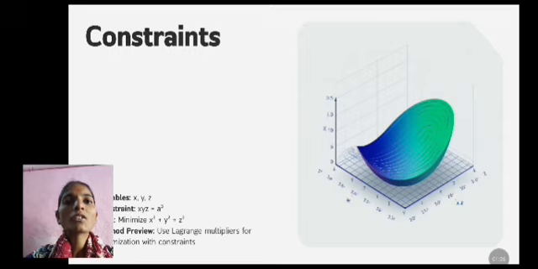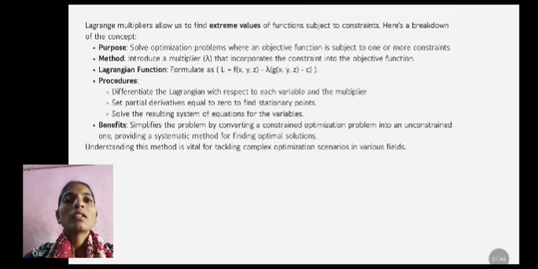Now move on to the constraints. The variables are x, y, z and the constraint is xyz equals a cube, and the goal is to minimize f of xyz equals x square plus y square plus z square. The method preview is to use Lagrange's multipliers for optimization with constraints. Lagrange's multipliers allow us to find extreme values of functions subject to constraints.